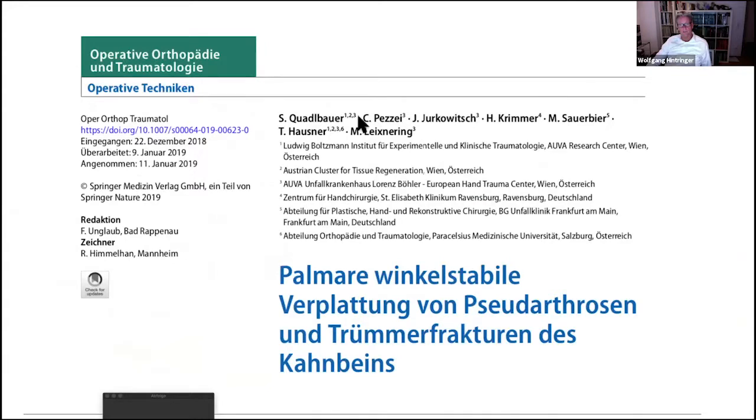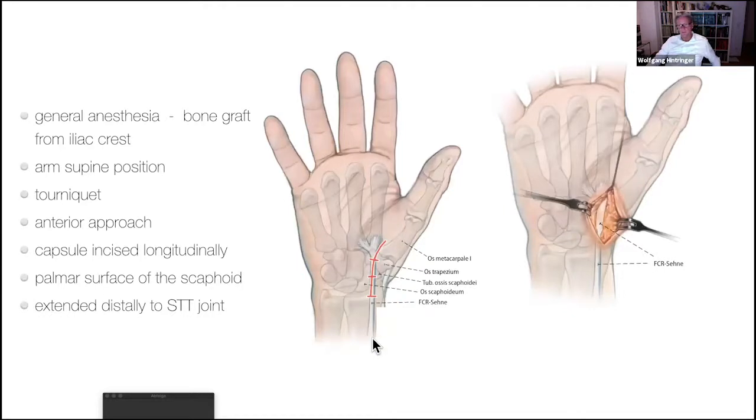My colleagues, Quadlbauer, Pezzei, Jurkowitsch, Kastenberger, Schmidle, Gabl, and Leixnering published a very recent paper. You see here, on the 20th December 2018, about plating for non-unions and severe fractures of the scaphoid. And those are pictures from that recent paper.